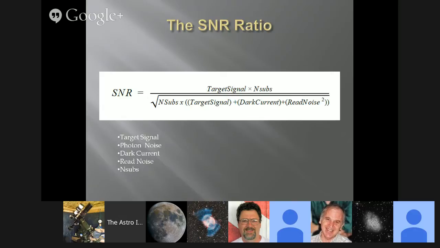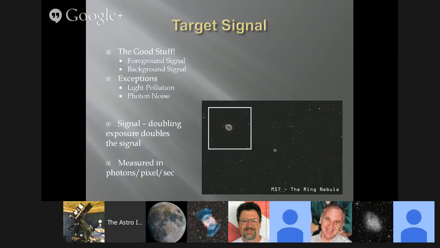But just based on this slide, you're going to see a few keywords or variables. Target signal, n subs, simple enough, number of subs. At the bottom, target signal, dark current, read noise. What are those? And we're going to go right into them, starting with target signal. Target signal is basically what we want. Target signal is photons coming from our target.